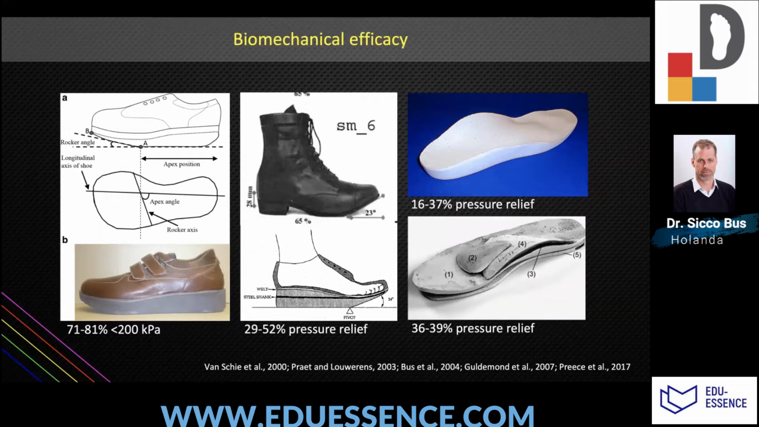Many well-designed biomechanical studies over the last 2 decades have shown with which footwear designs we can effectively offload the foot, including the large effect of a rocker outsole configuration that you can see in the middle, giving 29 to 52% pressure relief compared to footwear that does not have such a rocker outsole configuration. And on the left-hand side, you see that in the vast majority of cases where this footwear is worn, the pressure can be below a pressure threshold of 200 kilopascal that we often use for ulcer prevention.